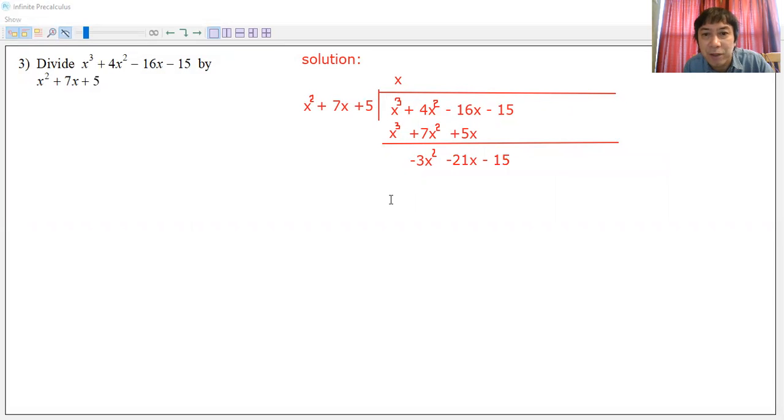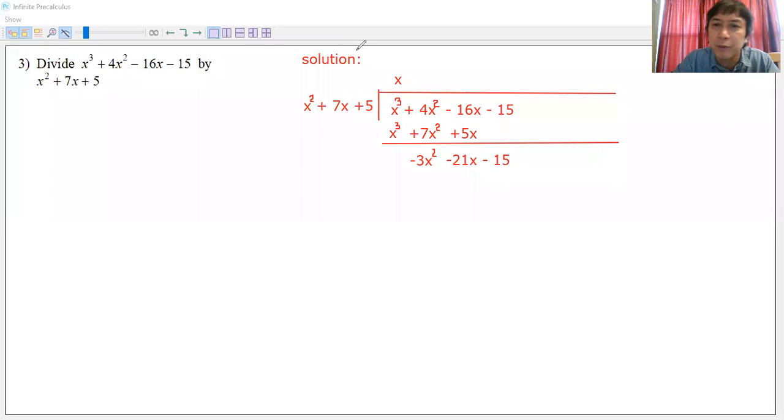Next, after subtraction, we're back to divide. Before you divide, compare the degree of your current polynomial. It's negative 3x squared, that's squared. Your divisor is x squared plus 7x plus 5. The highest degree in your divisor is squared, so they're equal. That means you can still continue with your divide.